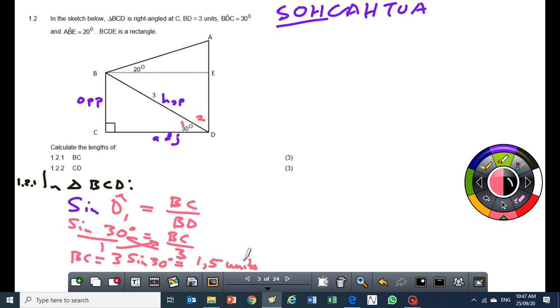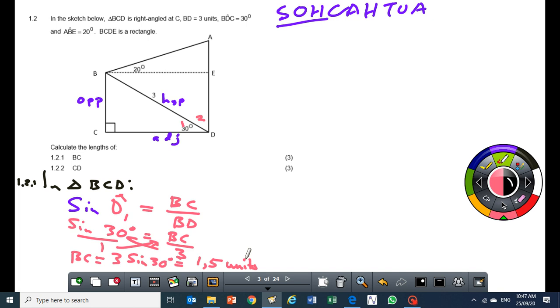Alright? So, are you okay with that? Any questions? Then CD. Now we are still in the same triangle. There are two ways of getting CD. You can use the theorem of Pythagoras, or you can use trig ratios. But in my case, I'm going to use trig ratios. So I have got a hypotenuse, I have an opposite side, and I need the adjacent side.